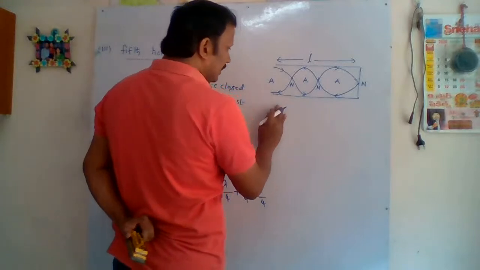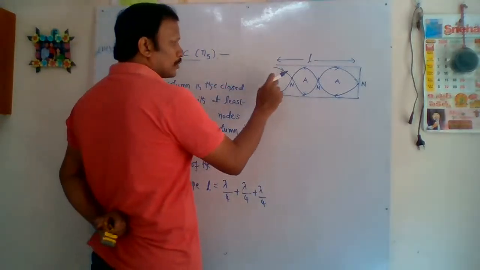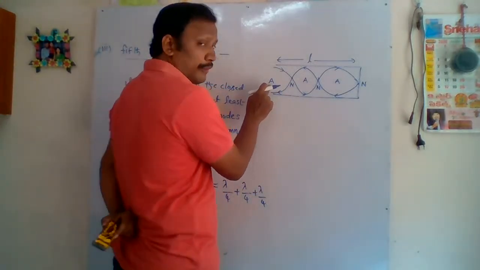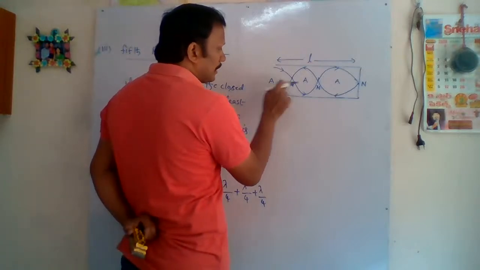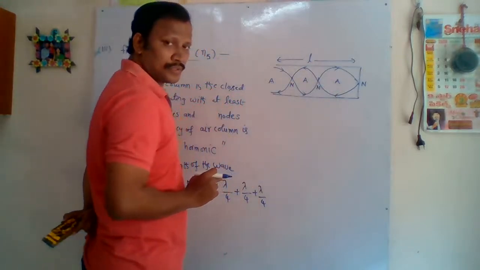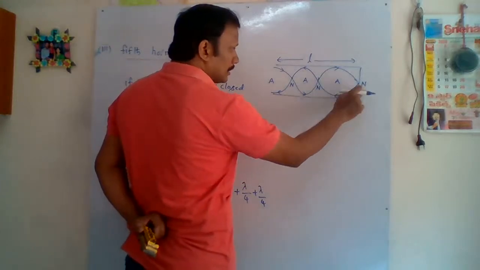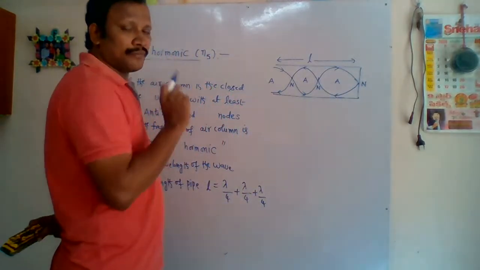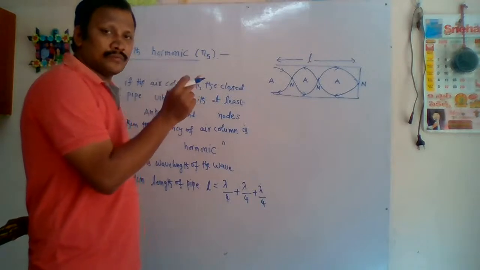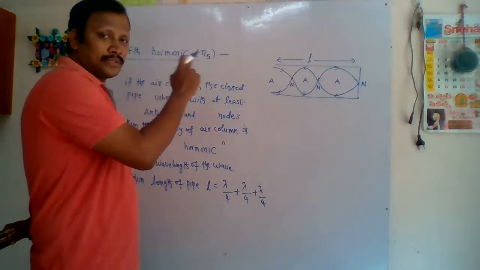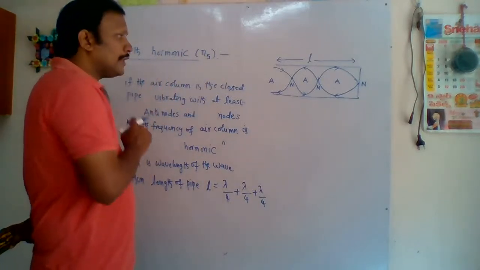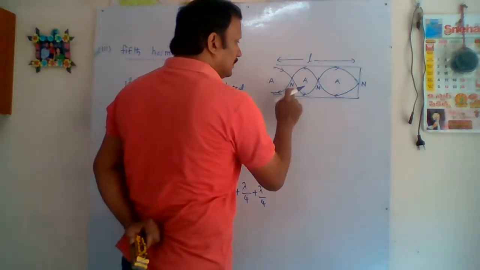Now in this arrangement, if the air column in this closed pipe is vibrating, how many antinodes and how many nodes are formed here? 1, 2, 3: 3 antinodes. 1, 2, 3: 3 nodes are formed. In fundamental frequency, what happened? 1 antinode, 1 node. Third harmonic, 2 antinodes, 2 nodes. Fifth harmonic, 3 antinodes and 3 nodes.